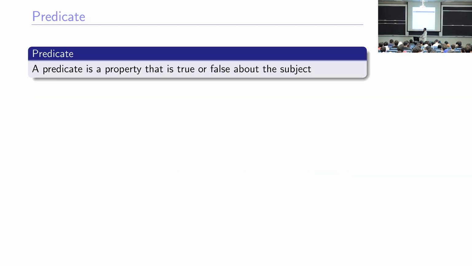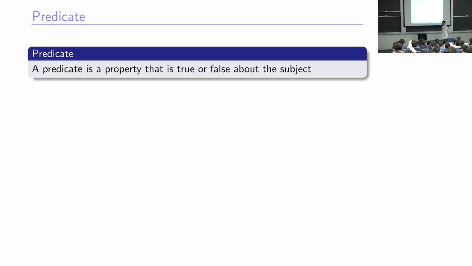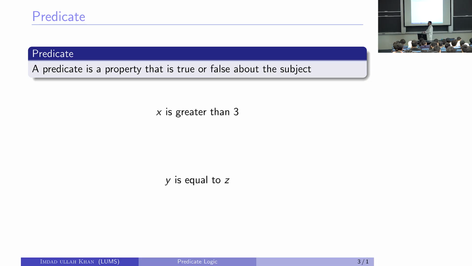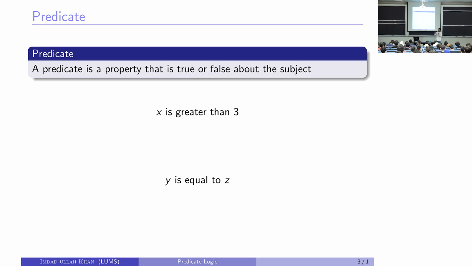Okay. So a predicate is a binary property, which is either true or false about certain objects. These are called the subjects of the predicate. Okay. So x is greater than 3. Now this is a property of x, right? It describes x. It is a predicate of x. y is equal to z. This y being equal to this number or variable z is a property of y, or a property of z, or both.